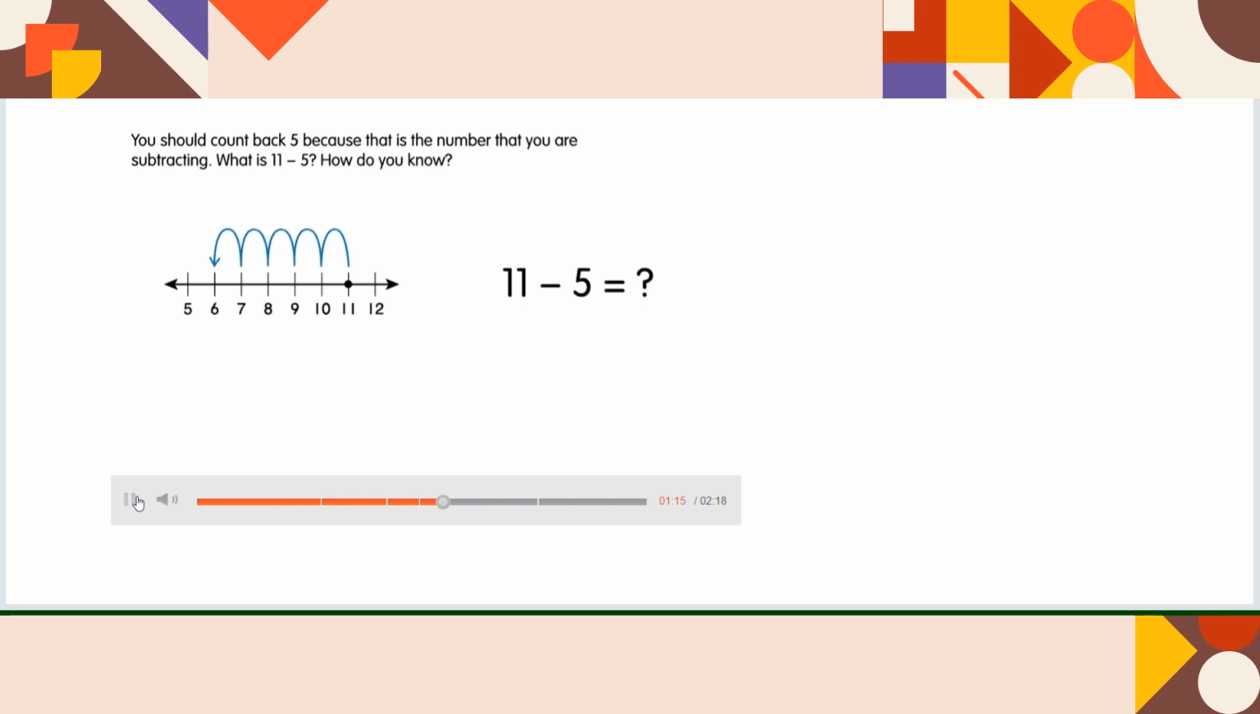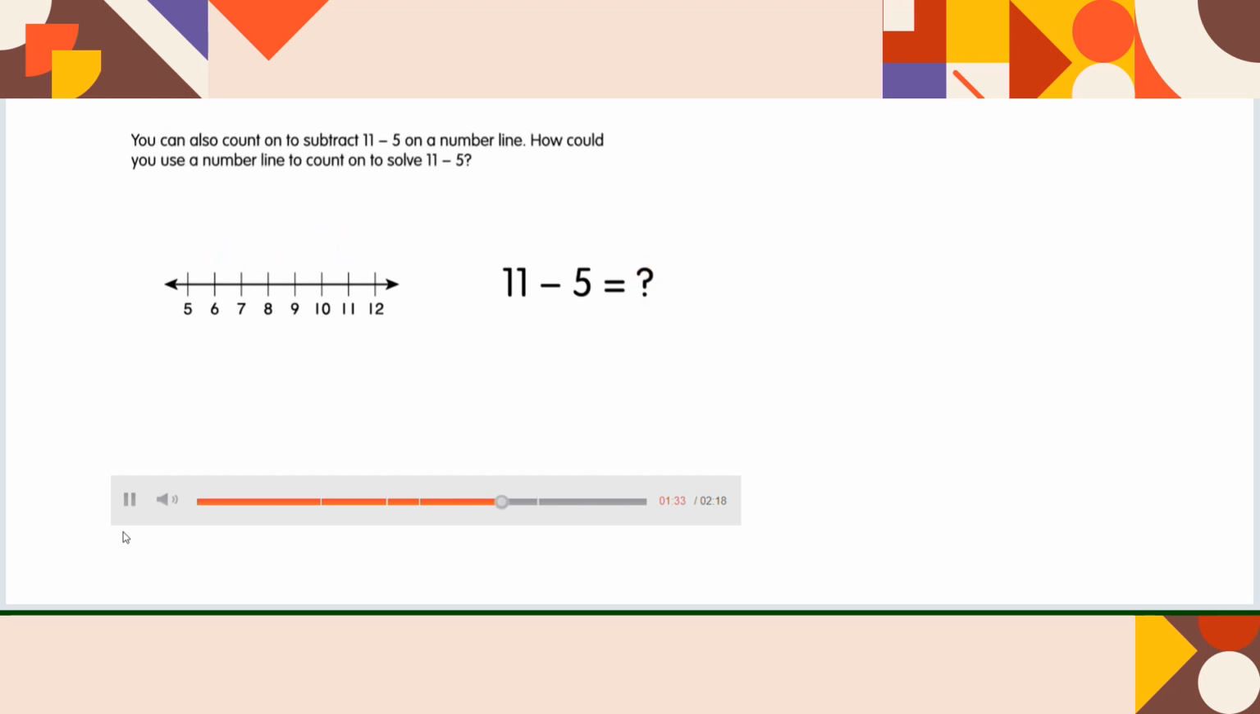What is 11 minus 5? How do you know? 11 minus 5 equals 6. You know 11 minus 5 is 6 because after you counted back 5, you are at 6 on the number line.